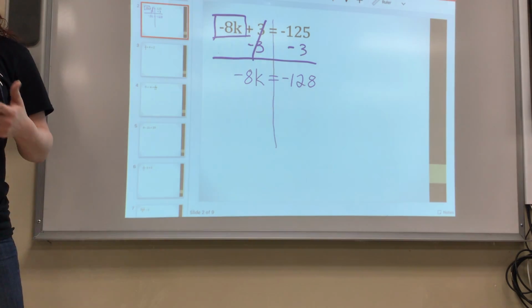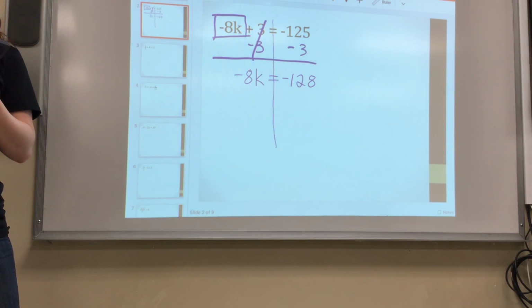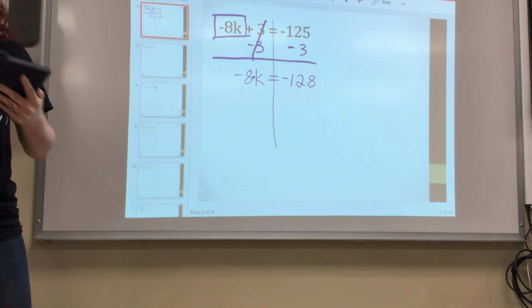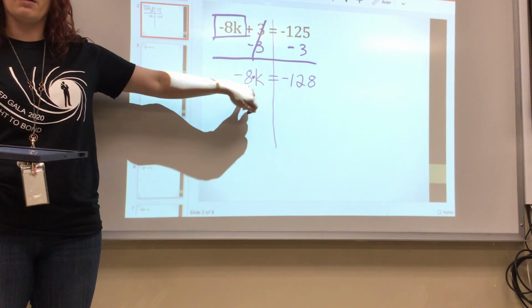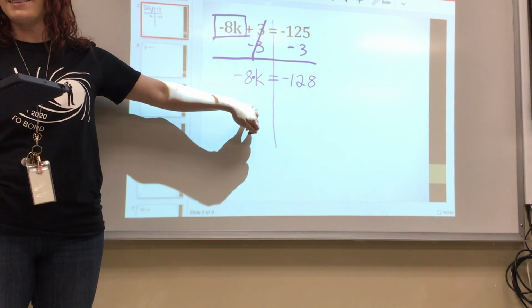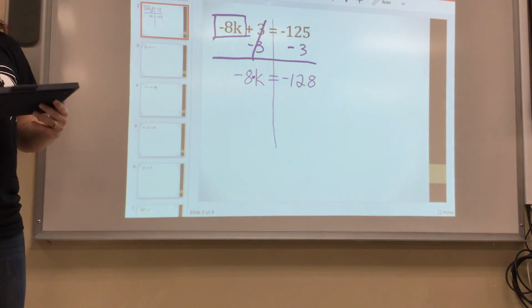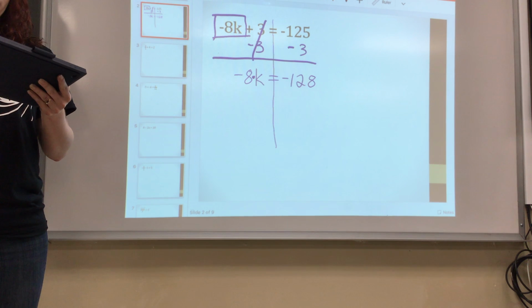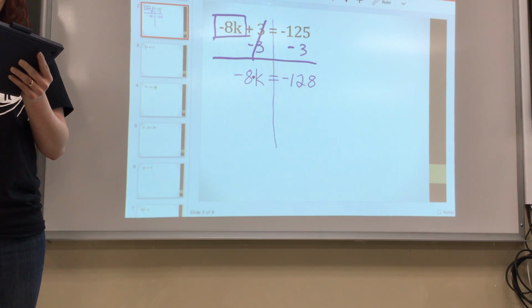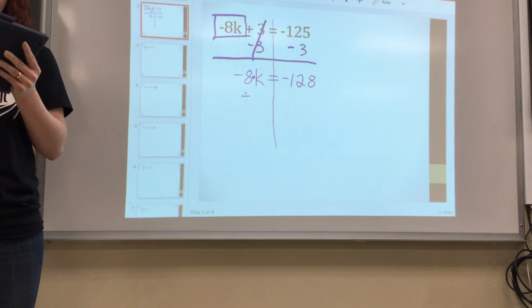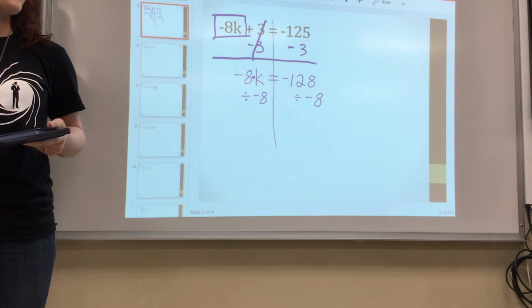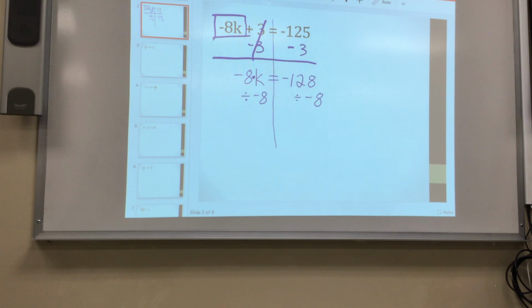What is that? Carolyn? Multiplication. It's multiplication. We just don't ever write it. So if you want to put the multiplication dot in between the number and the variable, you can, so you don't forget that it's there. What's the inverse of multiplication, Bailey? Division. Good, so we're going to divide by negative 8.